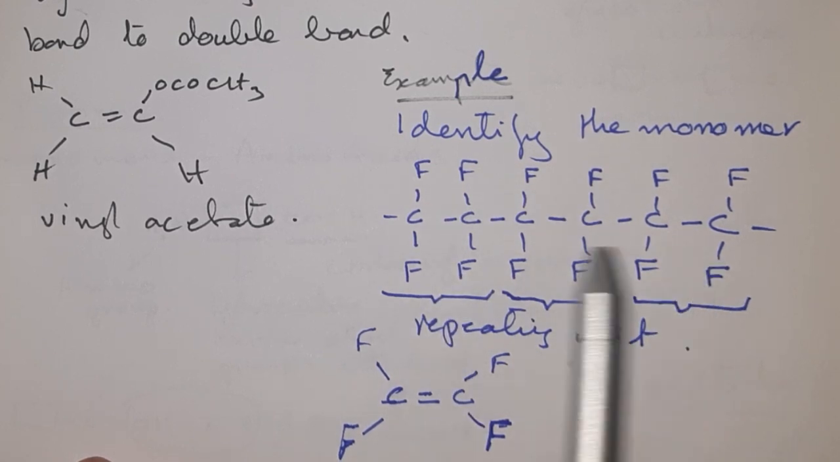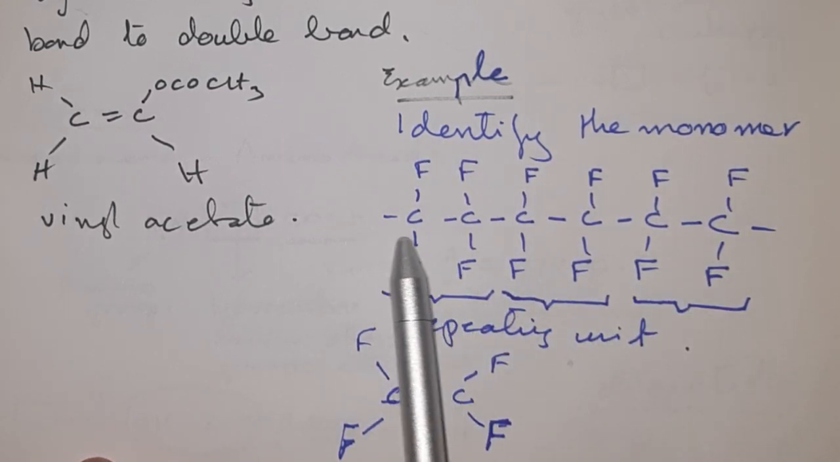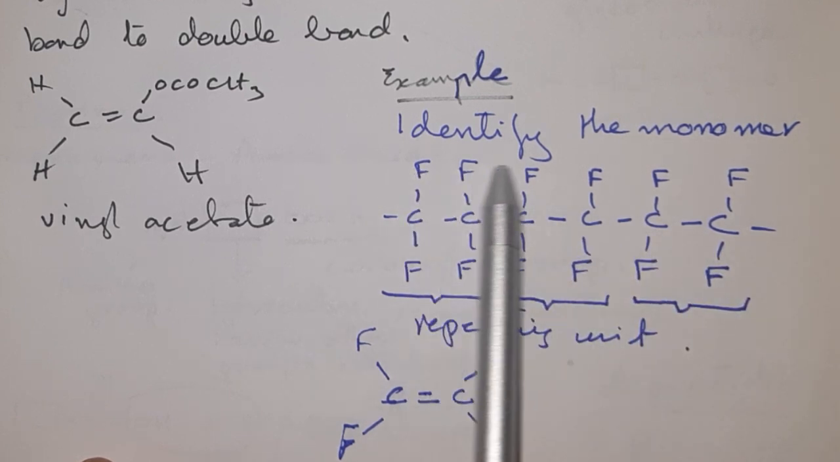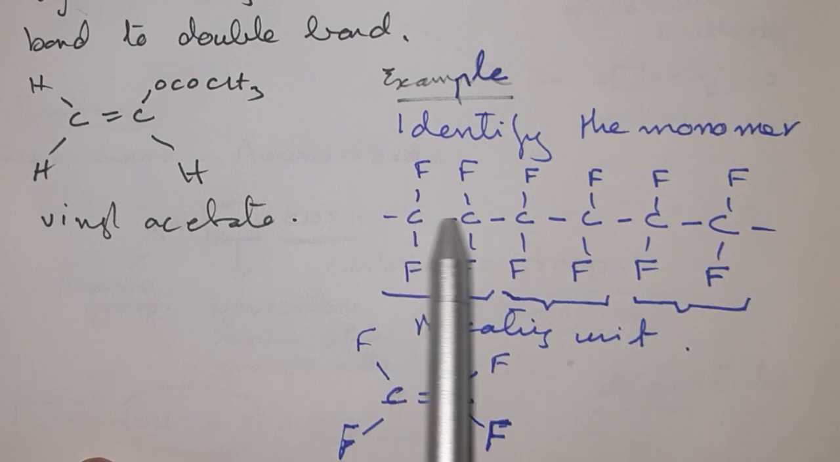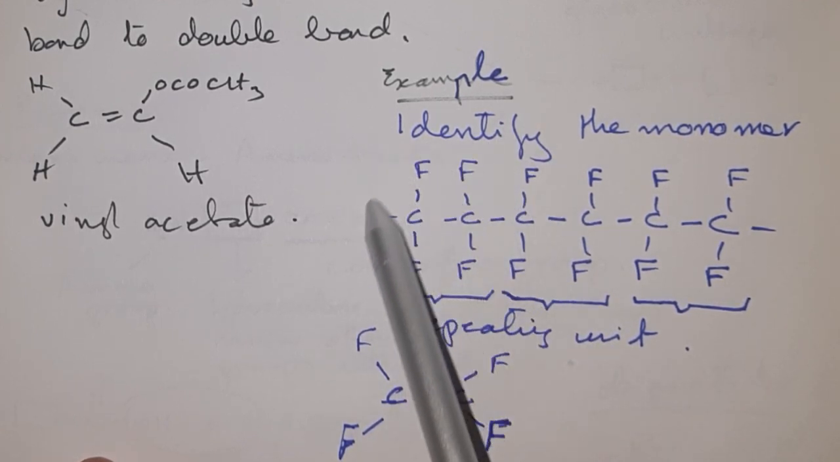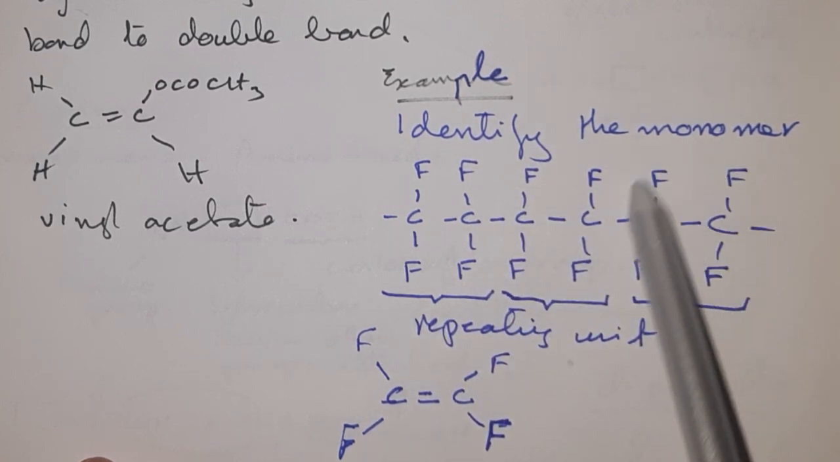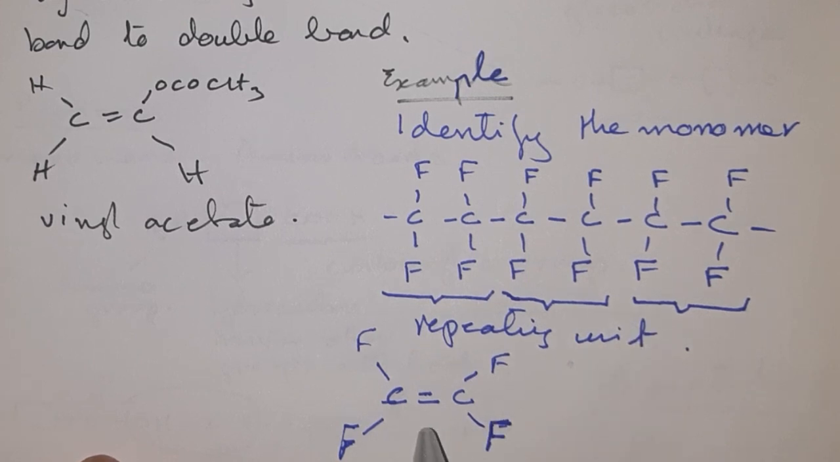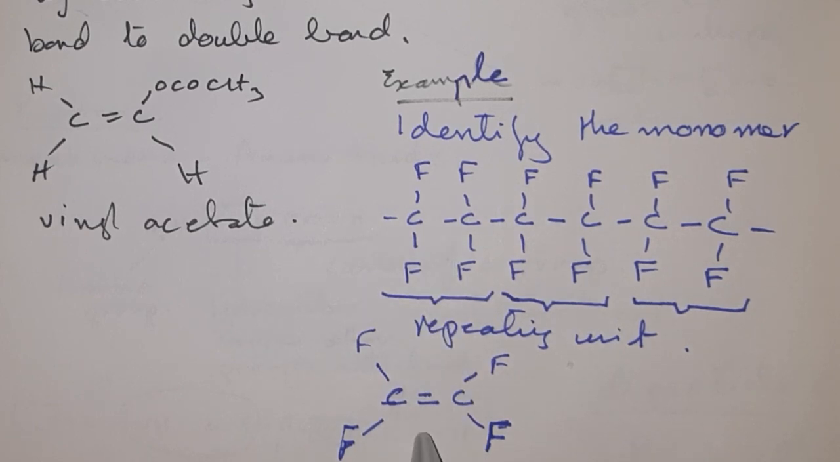Now this is another example. Identify the monomer. Again, look at all the carbons, find out the sequence, and you can see each carbon has fluorine attached. So we are going to pick out this repeat unit, this repeat unit, this repeat unit, and I am writing out over here the repeating unit, and this single bond is written as a double bond over here.